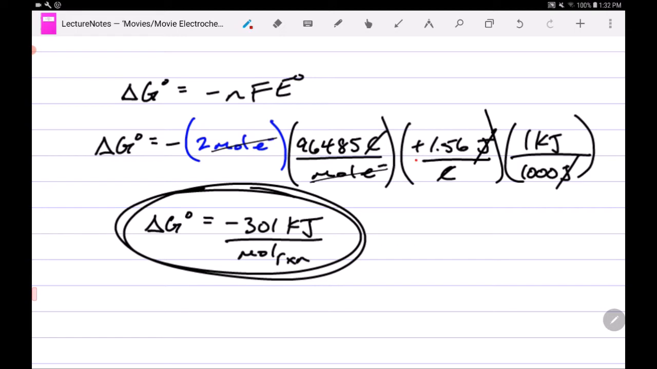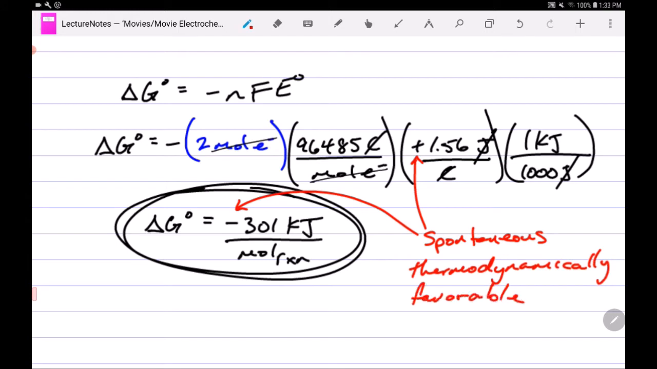This makes perfect sense. A positive cell potential means the process is spontaneous, and a negative delta G0 means the reaction is spontaneous. Or thermodynamically favorable if you're getting ready for the AP chemistry test.